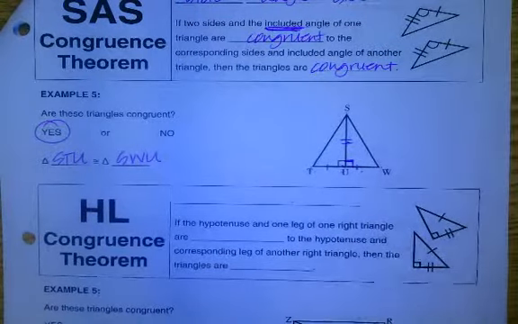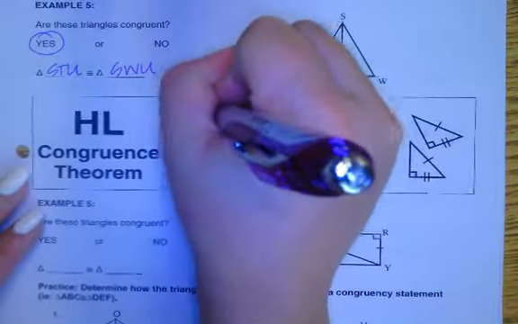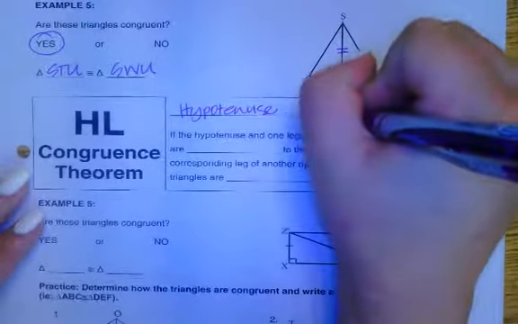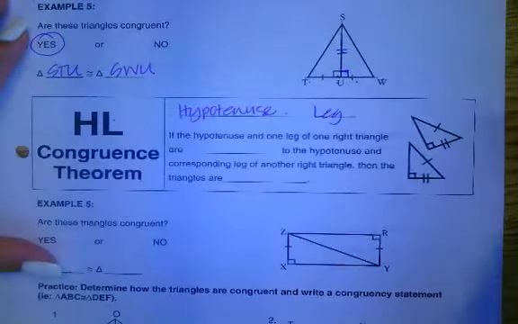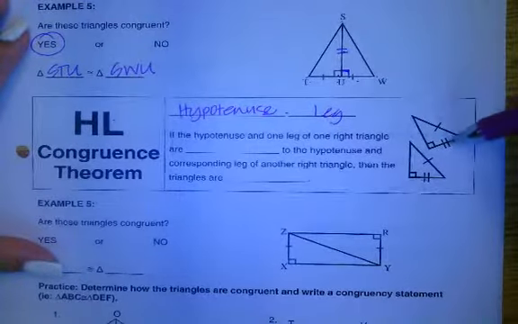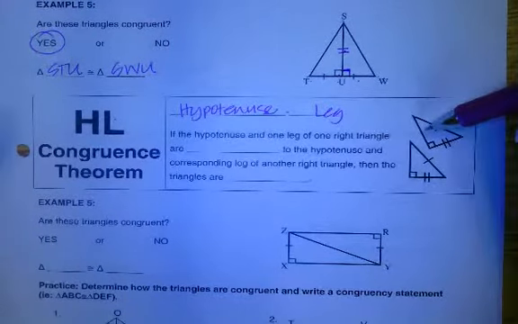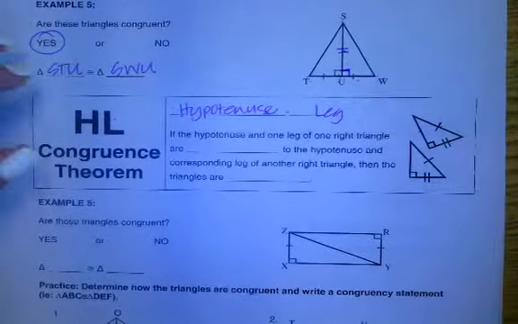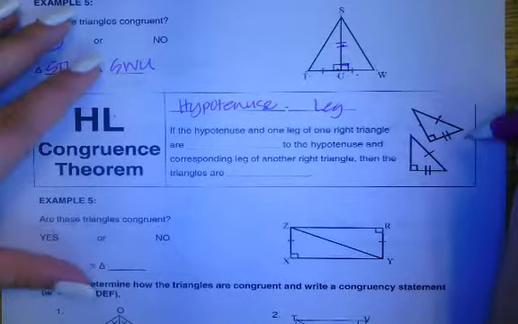Okay, our next congruence theorem is what we call the hypotenuse leg congruence theorem. So HL, hypotenuse leg. If you have at least one leg and a hypotenuse congruent, then you know that the third side, or the other leg, has also got to be congruent. But you only need to know that the hypotenuse and one leg are congruent.